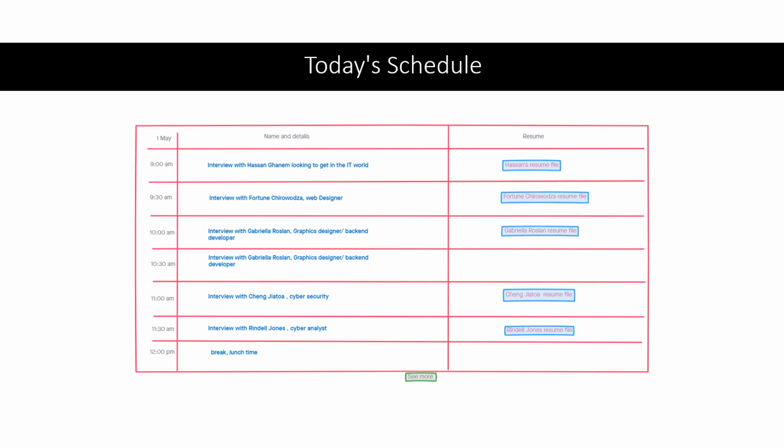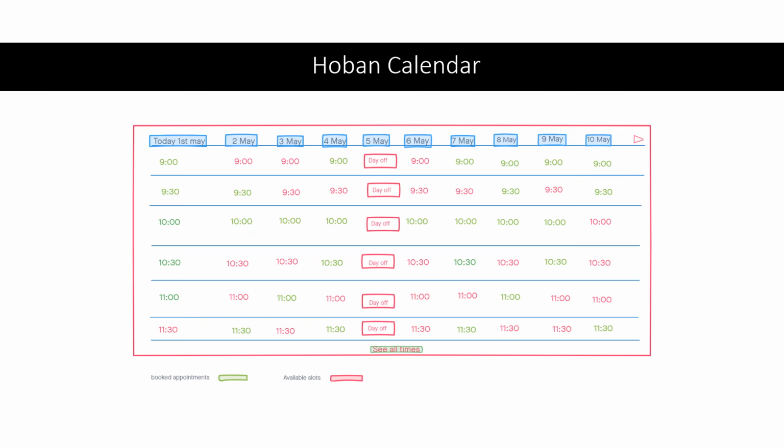Starting off with My interviews today, here the Hobbin user can see his day schedule with the interview times, name of student, and job positions they are trying for, along with their resume. Next up is the calendar, pretty straightforward, date and time broken into 30-minute blocks, and an indication of what times are available or booked.